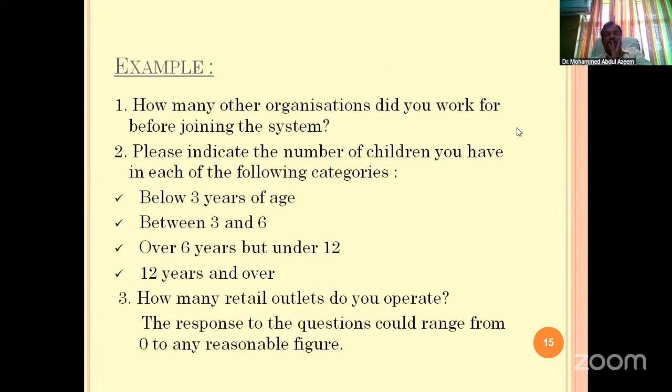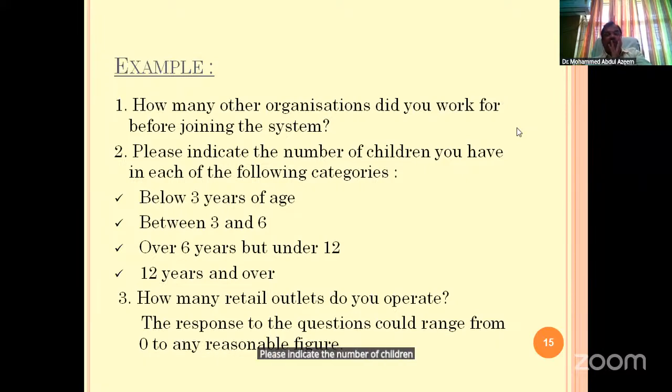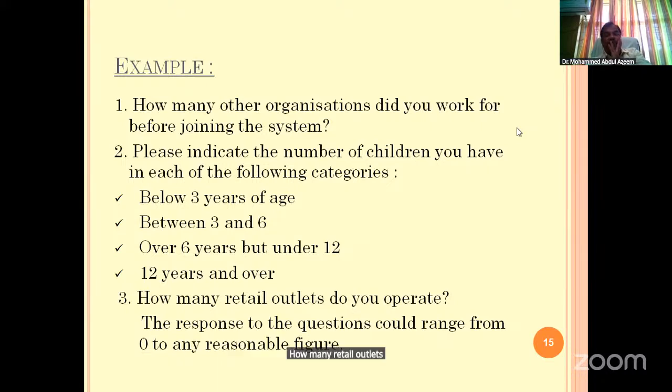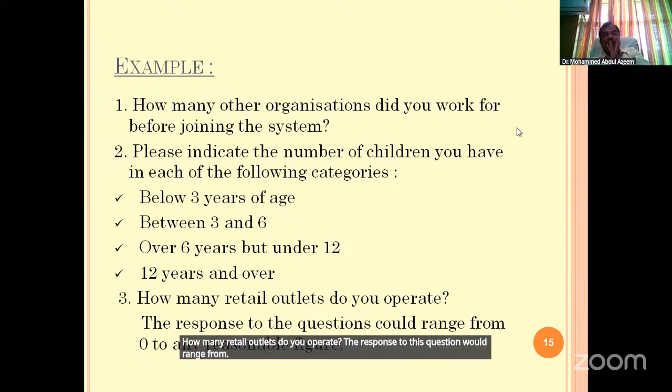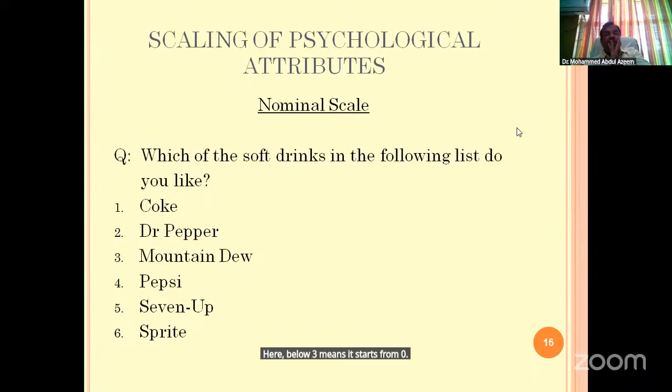This type of questions they also ask. Yeah, there are a few examples. We ask, how many other organizations did you work for before joining the system? Please indicate the number of children you have in each of the following categories. How many retail outlets do you operate? The response to this question would range from 0 to any number. So here it starts from 0. So these types of questions will be there.